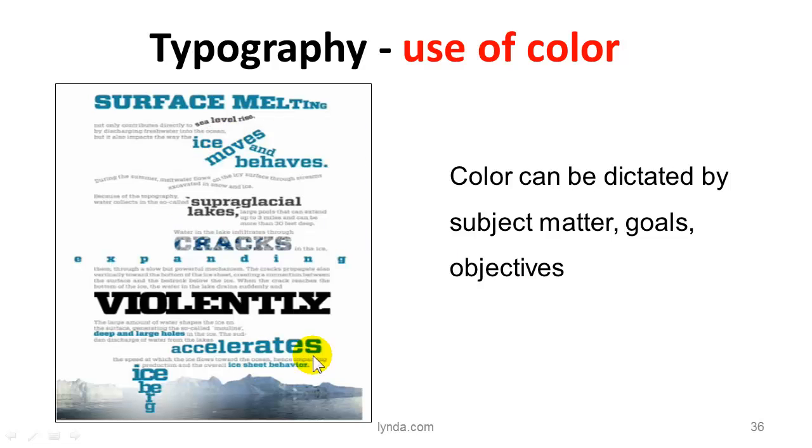So here again, it's about global warming. It's about melting the surface. Notice it's blue, shades of blue, ice. Notice here we have surface melting. Notice that the words are actually melting. Here where they're talking about sea level rises, notice it's actually rising. Ice moves and behaves. Look at how they're arranging the type. The type is actually doing what it says.